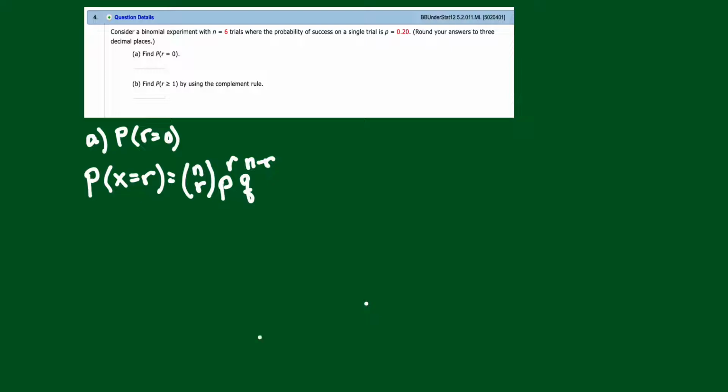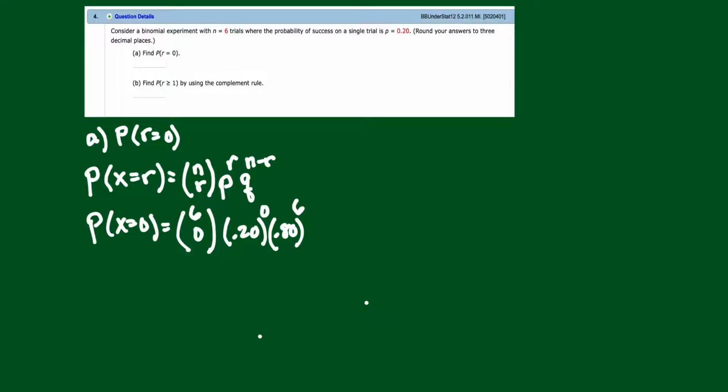So what do we have here? We want the probability that x is 0. This is going to be, out of 6 trials, n is equal to 6, choose 0. Out of 6 trials, no successes, times, now the probability of success on a single trial was 0.20, raised to 0 successes. Probability of failure is going to be 0.80, right? 20 and 80 have to add to 1. And this is raised to the number of failures. Well, if we have 6 trials and no successes, we must want 6 failures.